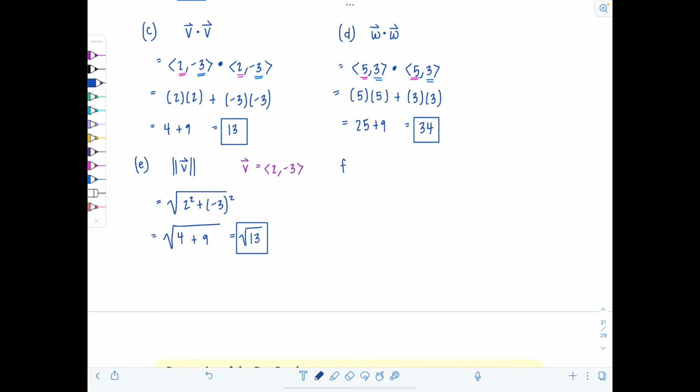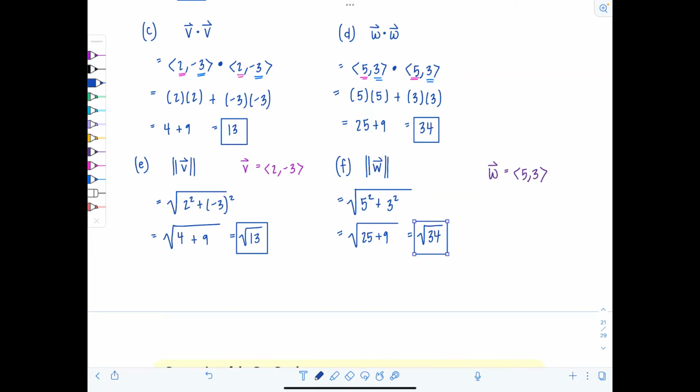And then the last thing, part F asks us to find the magnitude of W. Let me refresh your memory. W is the vector with components 5, 3. So the magnitude of W would be the square root of 5 squared plus 3 squared. What will that be? The square root of 25 plus 9, rad 34. My goodness. Look at that, when we dotted W with itself, we got 34, and the magnitude of W is rad 34. That is not just a coincidence.